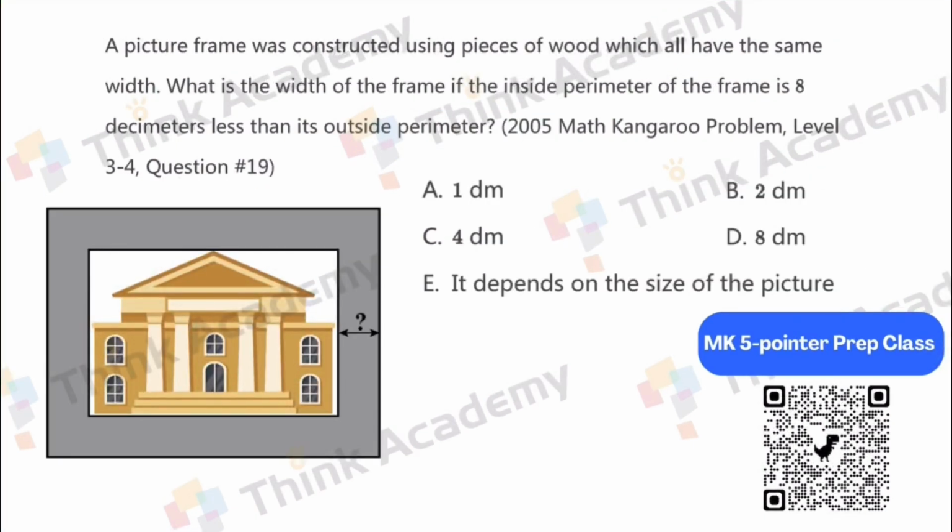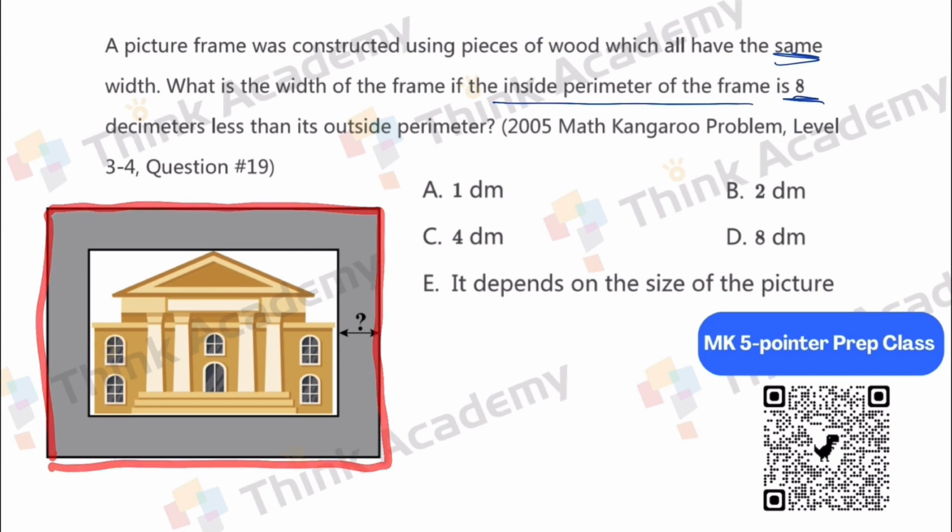The last question. A picture frame was constructed using pieces of wood which all have the same width. What is the width of the frame if the inside perimeter of the frame is 8 decimeters less than its outside perimeter? For this question, we can get that the inside perimeter of the frame is actually the perimeter for this rectangle, right? And the outside perimeter is actually for this large rectangle, right?